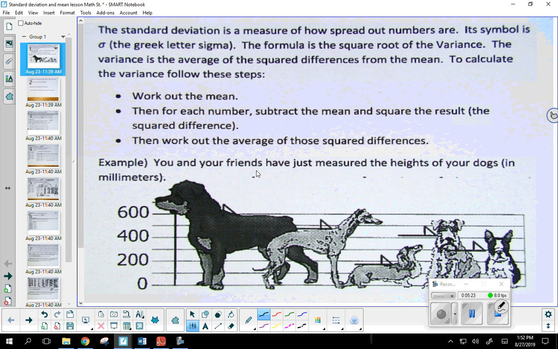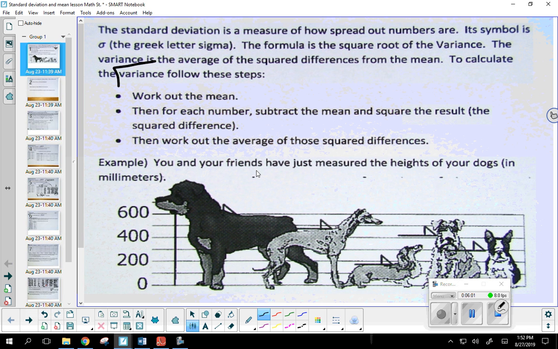Now remember, once you have the variance, if you take the square root of that, that is your standard deviation. If you square your standard deviation, then you get back to the variance. There is a certain notation we use when we talk about these particular concepts. So first, you want to work out the mean. To find the average, you take the sum total of all your elements, divide by the total number of elements. That's easy. The second bullet, then for each number, subtract the mean, that average, from each of the elements in your set, and then square the result. That's what we refer to as the square difference. Then work out the average of those square differences.